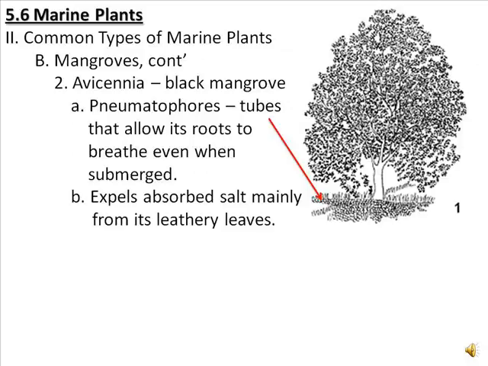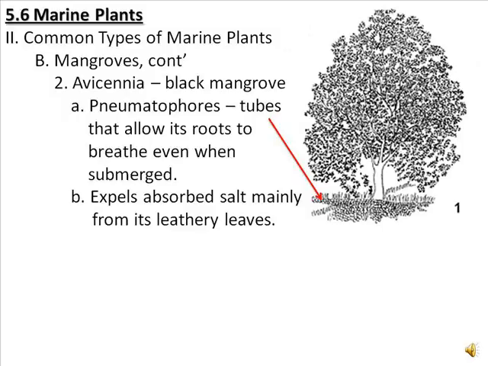A second type of mangrove is Avicennia, or the black mangrove. This is a mangrove that's more common around our parts. Next time you're down by the intracoastal waterway, you may look for pneumatophores sticking up out of the sand. These are tubes that are attached to the tree's roots that stick up out of the ground and allow the roots to breathe even when they're submerged by high tide.